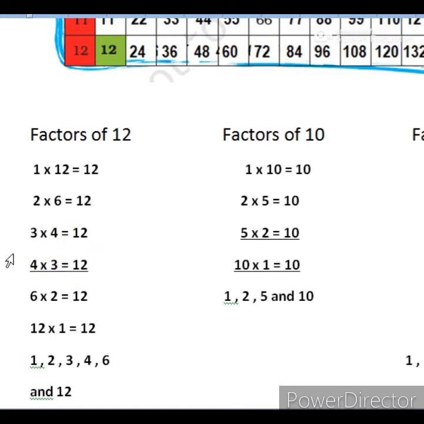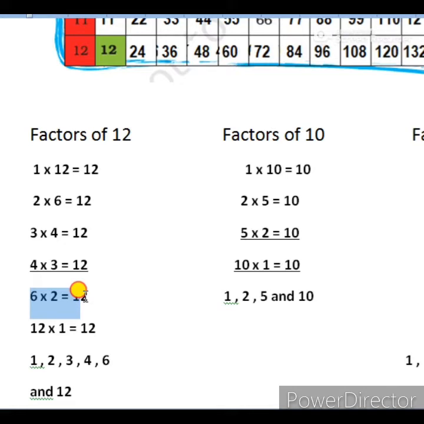But we have to write it, though not consider it double time. 4 threes are 12. After that 2 sixes are 12, which we have already taken, so we do not need to take it again or repeat it. But I have shown it here because it is coming in the sixth table also. So 6 twos are 12, and 12 ones are 12.